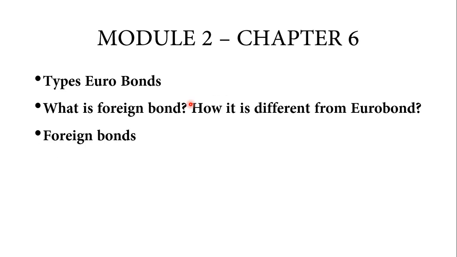Next, module number 2, chapter number 6, only 3 topics: types of Euro bonds, what is a foreign bond and how is it different from a euro bond, and a short note on foreign bond. So in this also, if you learn the distinguish, 2 answers are covered and then you only need to learn the types.